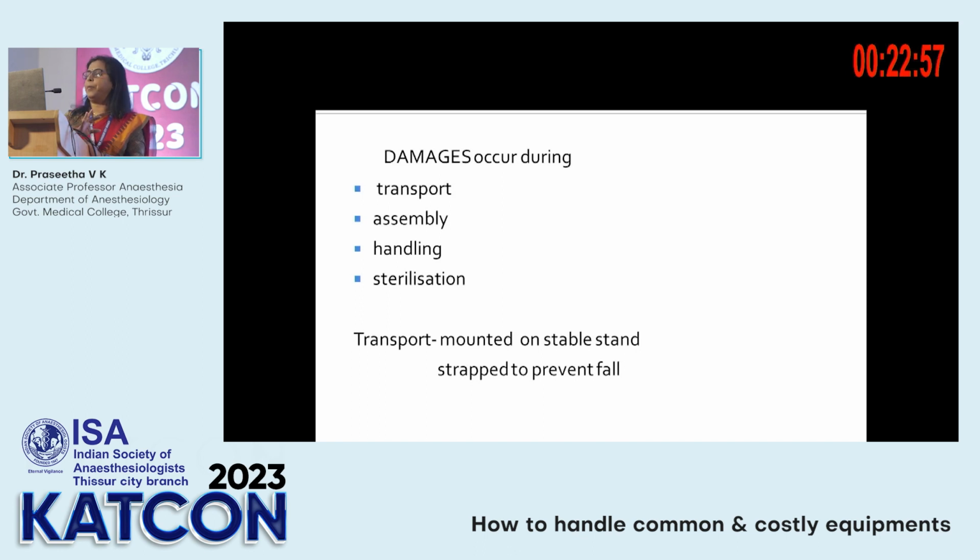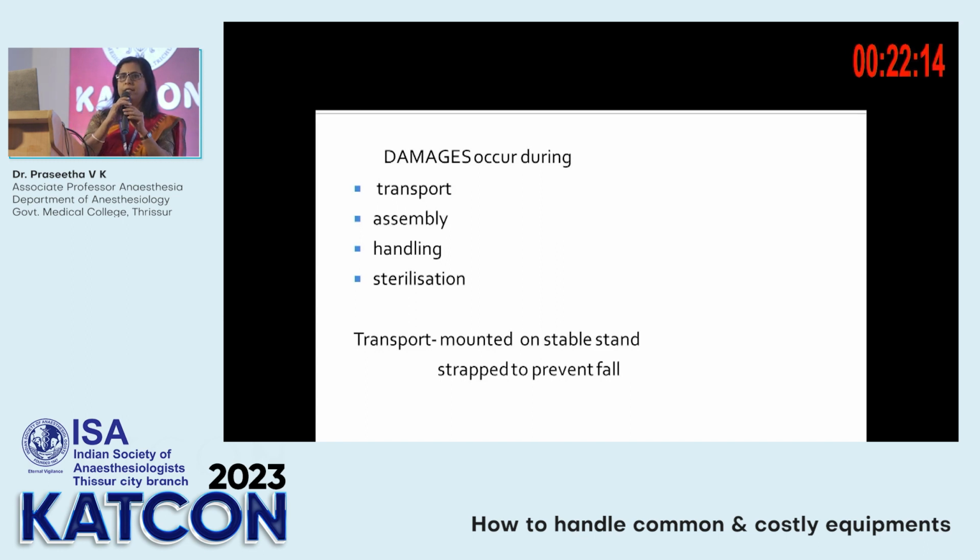So when do the damages happen? Usually damage to equipment happens during transport, especially if you are moving an ultrasound machine from your ICU into the OT for a procedure. Similar situations can cause damage. And when you're assembling components, like a flexible bronchoscope, if you're attaching a camera source or a light source to a bronchoscope, if you are not careful enough, you can damage the equipment. And while handling common equipment like the laryngoscope, you can damage it. And while cleaning and sterilizing these equipments, you can also cause damage.